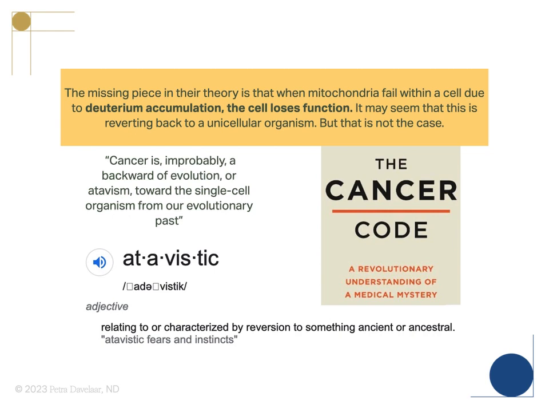Atavistic is derived from atavus, meaning ancestor. The atavistic model posits that cancer cells have reverted to doing things that our cells used to do a long time ago, namely survive in the absence of oxygen. It postulates that cancer initiation and progression represent reversions to ancestral unicellular phenotypes. The missing piece in their theory is that when mitochondria fail within a cell due to deuterium, the cell loses function. It may seem that this is reverting back to a unicellular organism, but that's not the case.